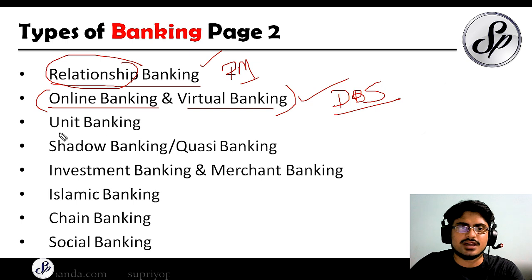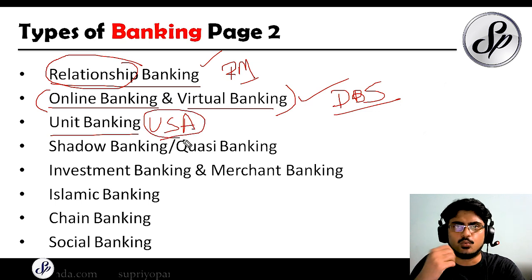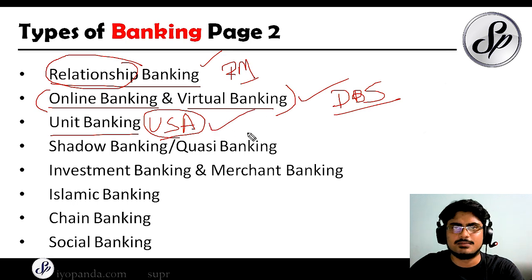And then you have the unit banking. So this type of banking is actually mostly prevalent in USA. So they have only one unit, and from that one unit they are doing all kinds of things. So all kinds of transactions, all kinds of things that you need in a bank, they are doing it from only one branch or one outlet, and that is called unit banking.